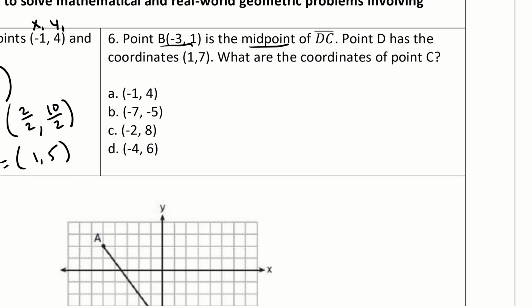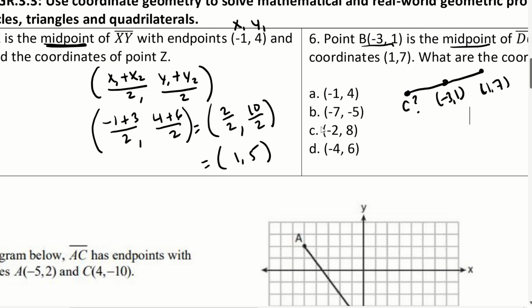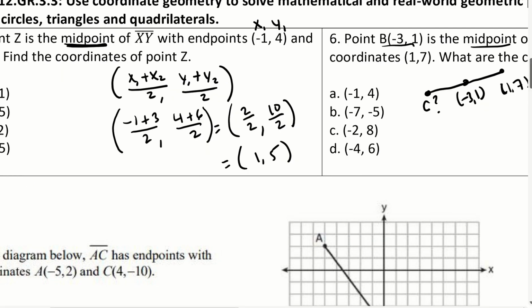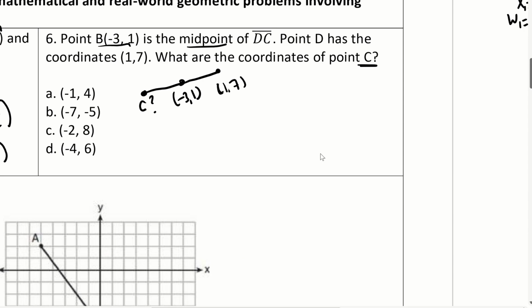All right, number 6, it says that point B is the midpoint. So this time they're giving you the midpoint. Point D has the coordinates 1, 7. What are the coordinates of point C? Okay, so they're giving you the midpoint, but we don't know what point C is. We know what the midpoint is, and we know that D is 1, 7, but we are trying to look for the endpoint. So this is the reverse problem of number 5. In number 5 they give you the midpoint and one of the points, and you have to figure out the other coordinate.